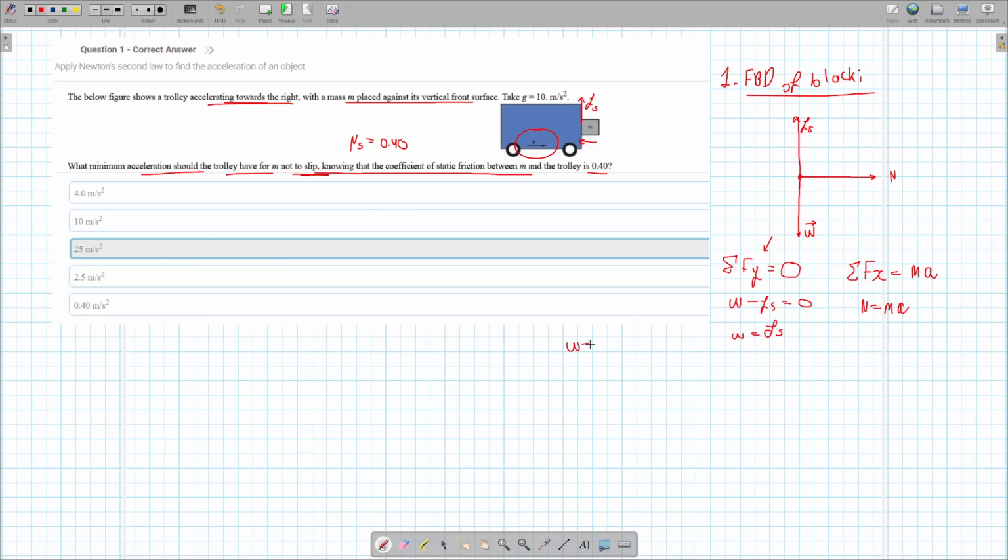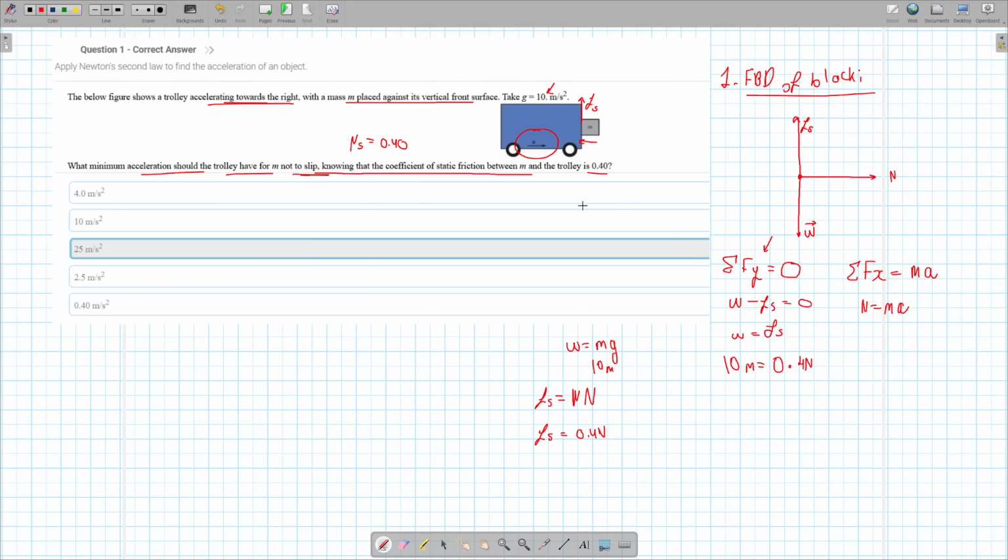Now we're going to do some substitution. W is equal to mg. G is 10, so we substitute it with 10m. So 10m is equal to Fs. What's Fs equal to? Fs is equal to mu N. What is mu? 0.4. So Fs is equal to 0.4 N. So 10m is equal to 0.4 N.